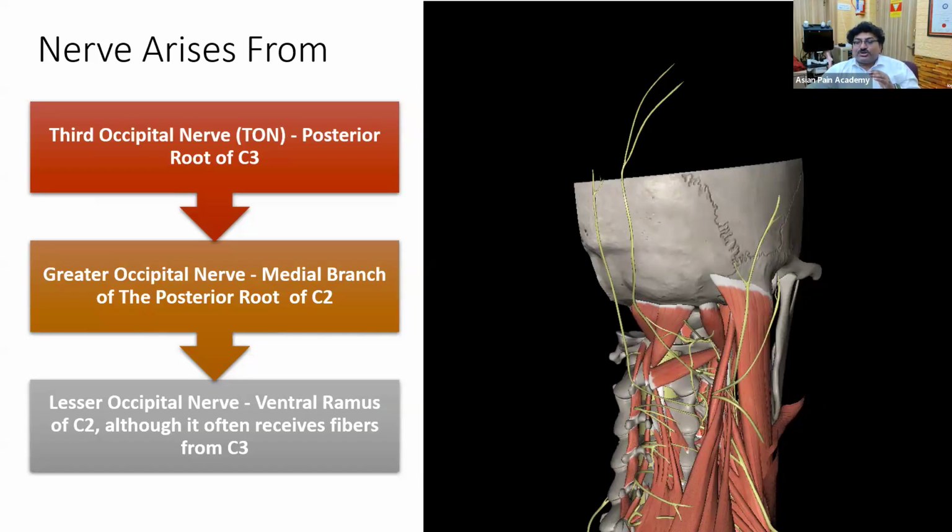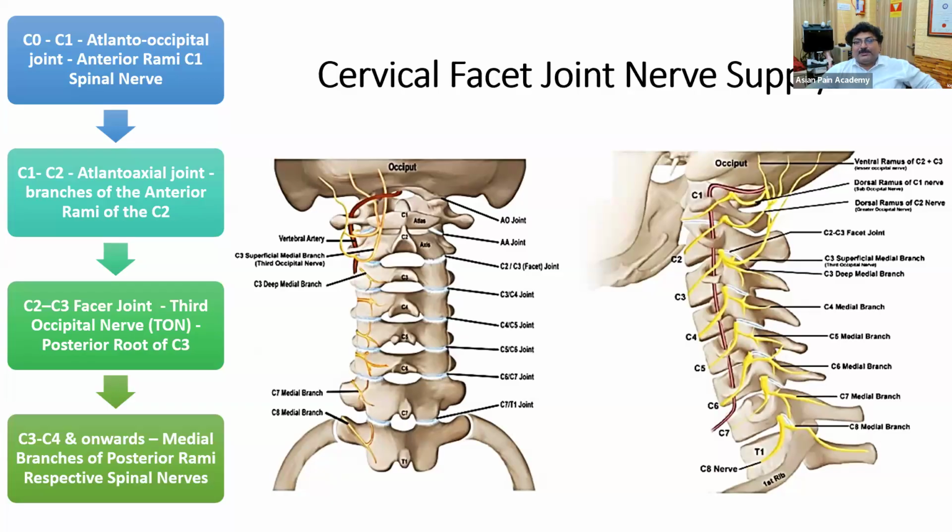Because the lesser occipital nerve is not a branch from the posterior ramus, rather it is a branch from the anterior ramus. So if we look at one by one, the third occipital nerve is the posterior ramus of the C3. The greater occipital nerve is the medial branch of the posterior ramus of the C2. Whereas the lesser occipital nerve is the ventral ramus of the C2, and sometimes it receives a fiber from the C3. So that is how the three nerves are supplying. And just anterior to it, there is another branch from the superficial cervical plexus, that is the great auricular nerve, which supplies the posterior part of the ear. So we have understood the important nerves at the back.